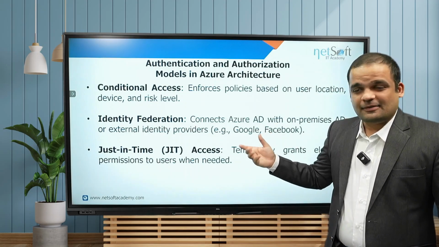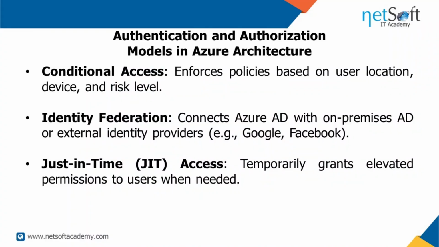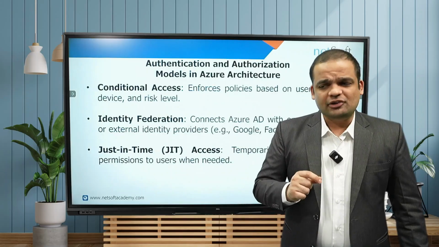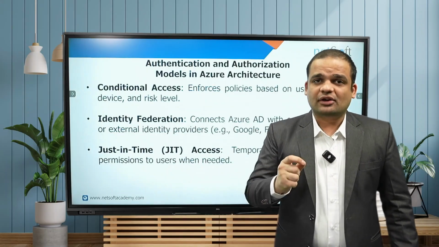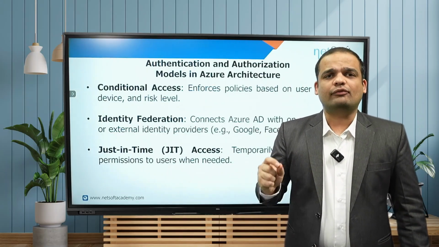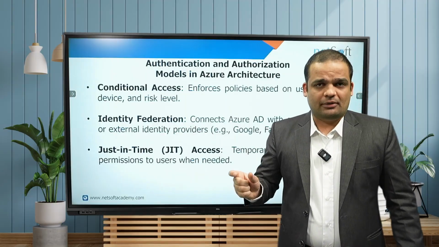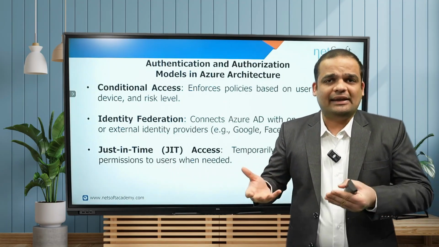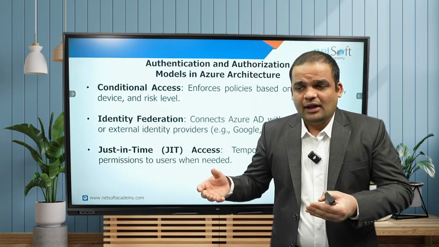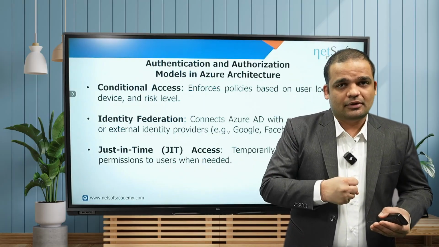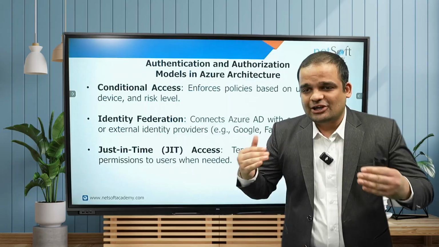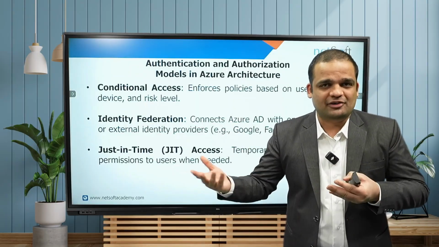There's one more concept, that is JIT. Just-in-time access temporarily grants users elevated permission when needed, ensuring that users have the right level of access only for a brief period of time or as long as they need it. And after that, the privilege will be revoked, which means your security level will go up eventually.